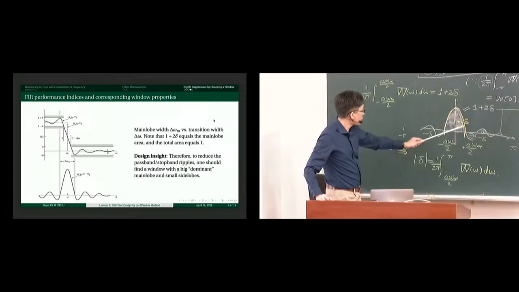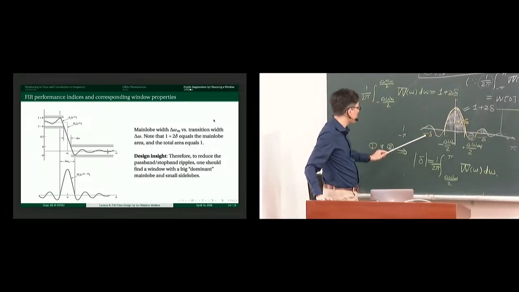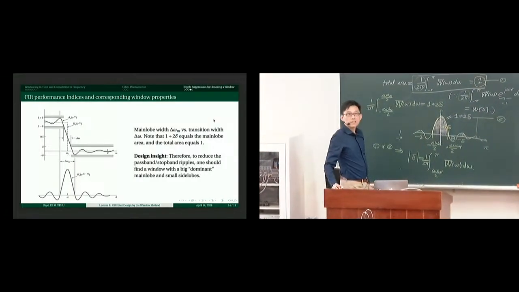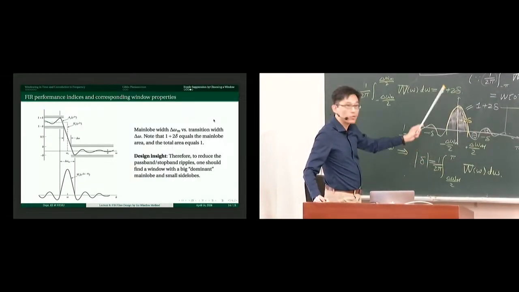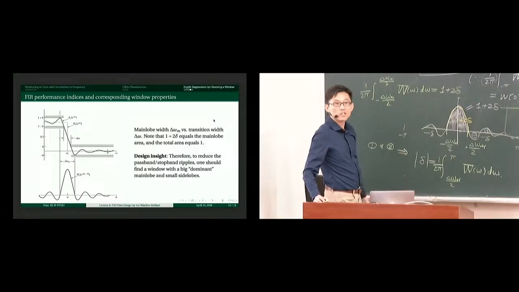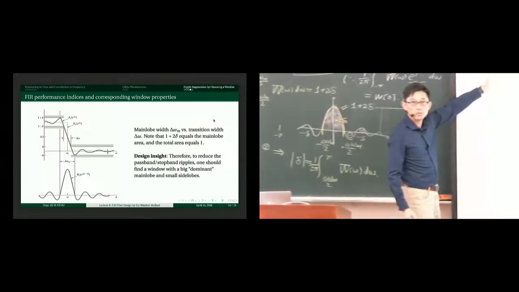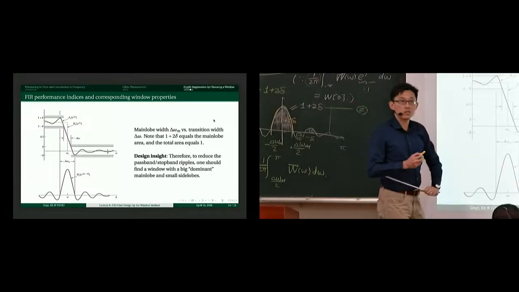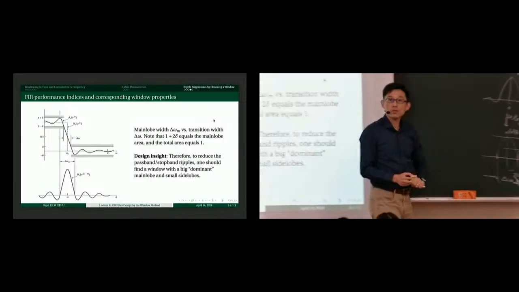So when we add all three terms up, 1 plus 2 delta, added by minus delta, added by minus delta, the total area is 1. So that's the relation between the main lobe and side lobe. Where delta is what? Delta is the maximum ripple. So now the question becomes, how do we suppress that ripple?